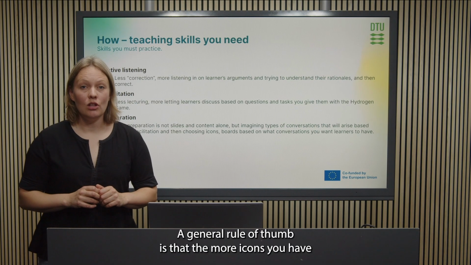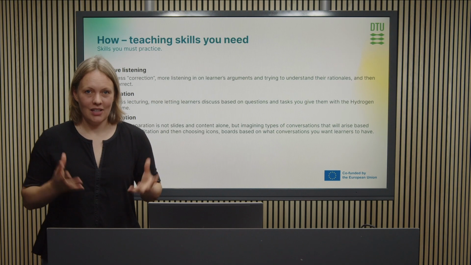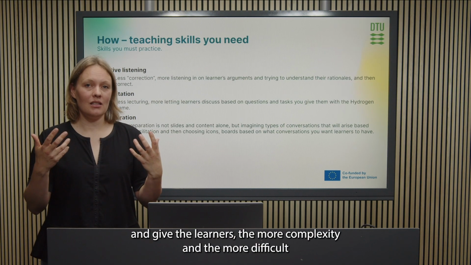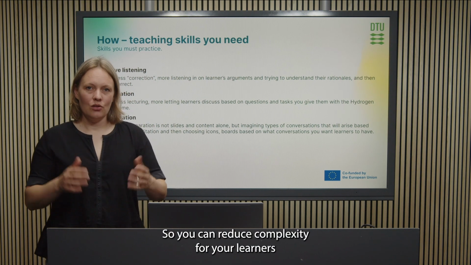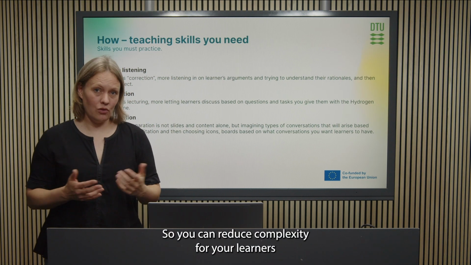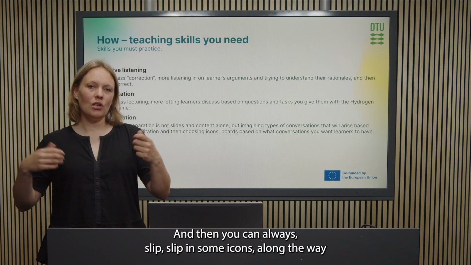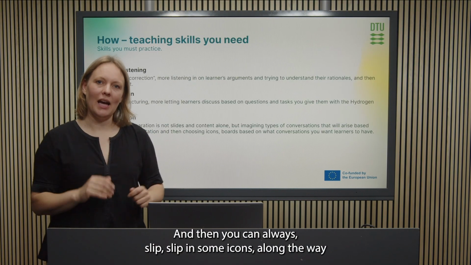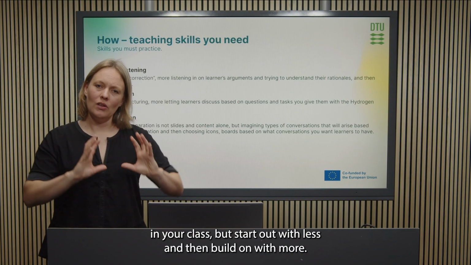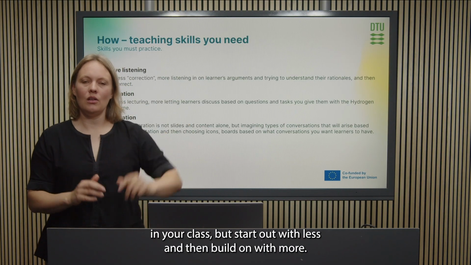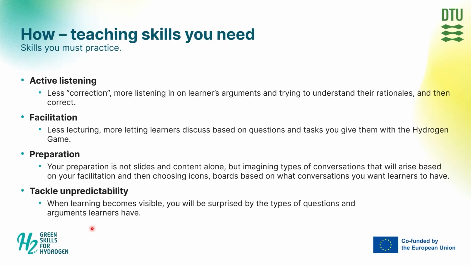A general rule of thumb is that the more icons you have and give the learners, the more complexity and the more difficult it is for them to get it all right. So you can reduce complexity for your learners by reducing the number of icons. And then you can always slip in some icons along the way in your class, but start out with less and then build on with more. That makes a good learning experience.